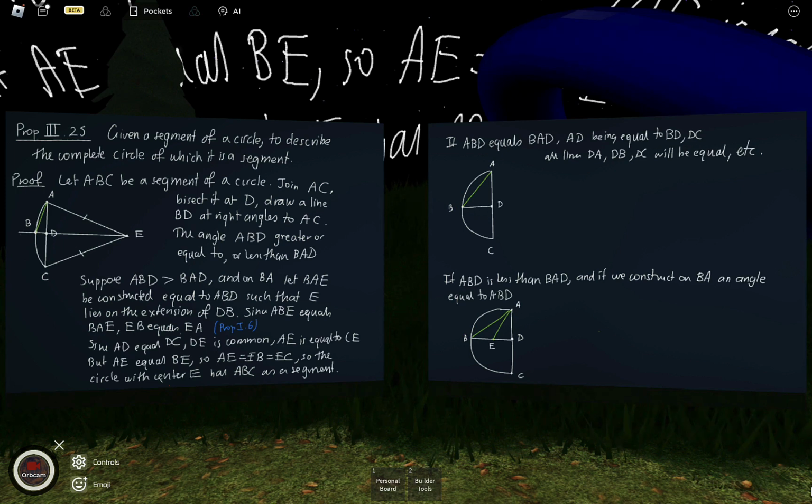So construct on BA an angle equal to ABD. So I think it's BAE that I want to be equal to ABD. We'll see in a moment. An angle equal to ABD, the center will fall on DB within the segment ABC.